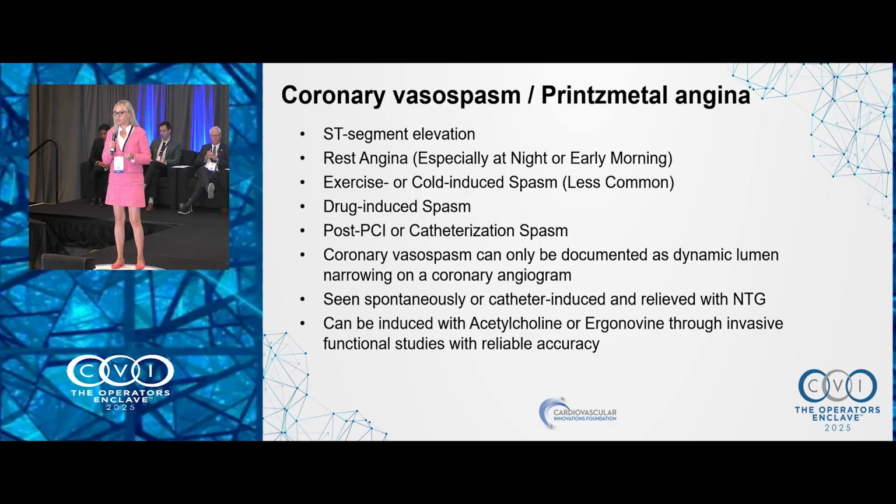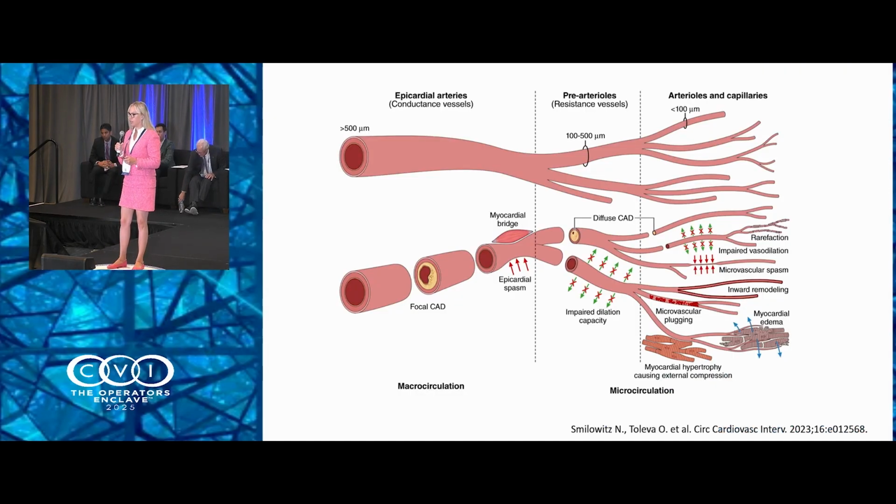We sometimes could see it spontaneously. Sometimes when we engage with the catheter, we could see that the vessel spasms. But the most important way we make the diagnosis is with coronary function testing, when we bring the patient to the cath lab and provoke with acetylcholine.